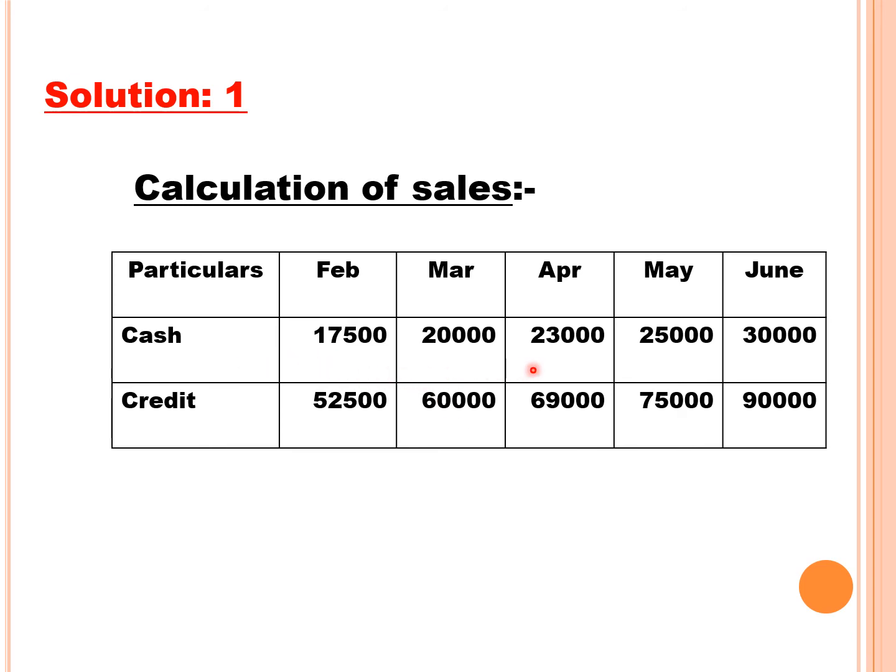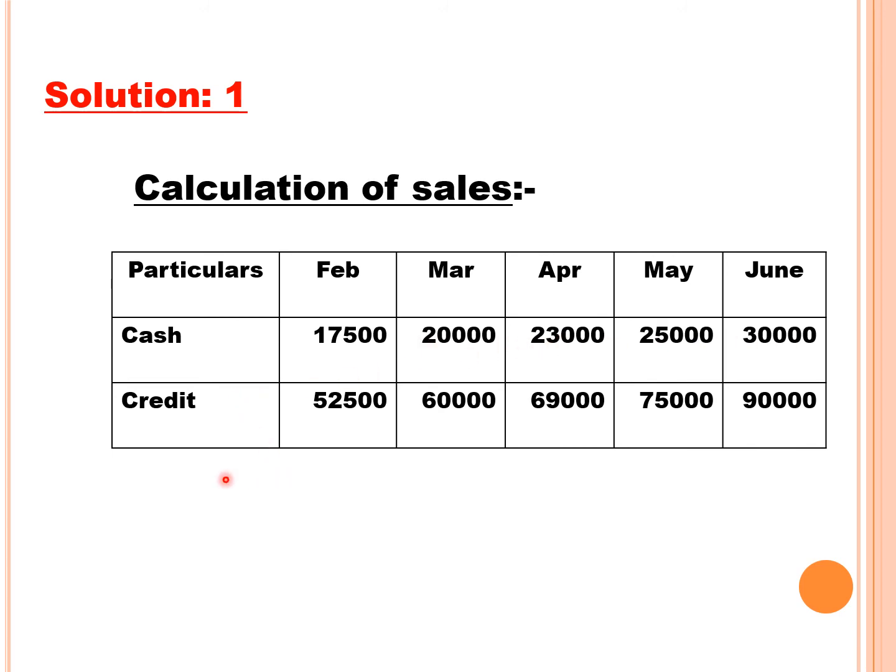So cash sales: 17,500 will be received in February itself. 20,000 will be received in March itself. 23,000 will be received in April itself. 25,000 will be received in May itself, and 30,000 will be received in June itself. So cash sales, that month's sales will be received in that month.